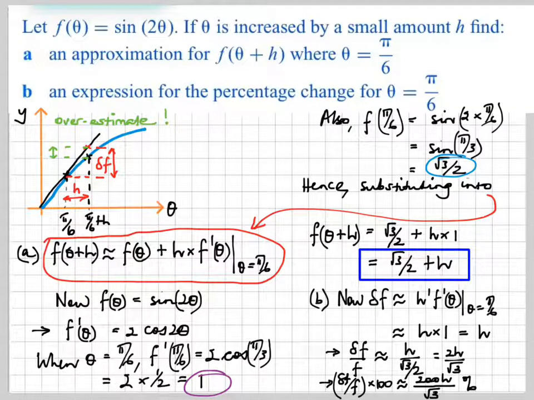Now that's not hard. 200h over root 3. Don't have to rationalise that, by the way, just leave it alone. Now there you go, we've done it. Linear approximation, and it was great. All right, onward.